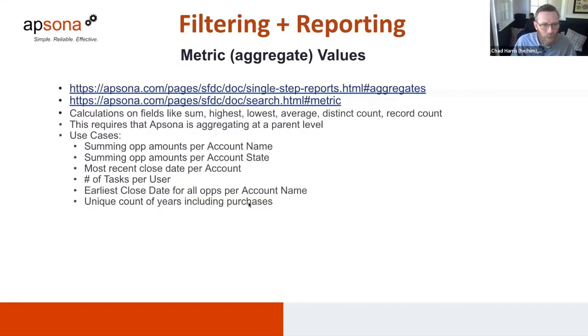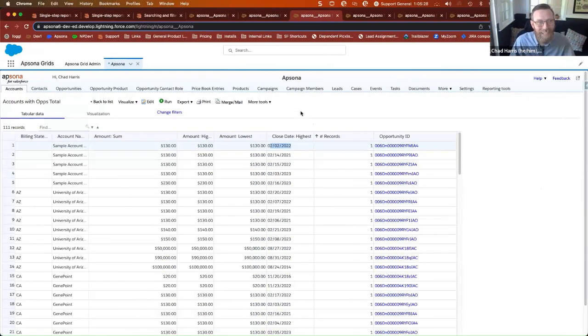So unique count of years, including purchases. This is just a fun gem. I like to use the term Apsona gems because there's so many of them hidden here. So the other day, a customer said, I want to look back at the last 10 fiscal years, and I want to send a letter or something. I want to send something out to any account that gave at least once in 6 distinct years within a 10-year time frame. So I need to see at least 1 opportunity in 1 year, 1 opportunity in a different year, up to 6. And if they've only given 5 years out of the 10, I'm not going to email them, only if they gave 6 out of the 10.